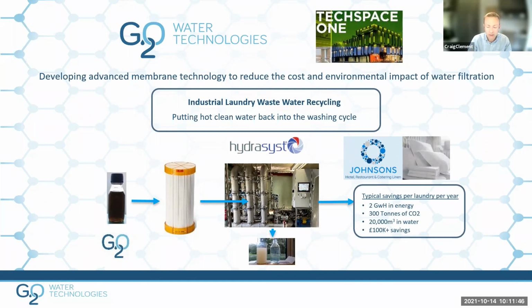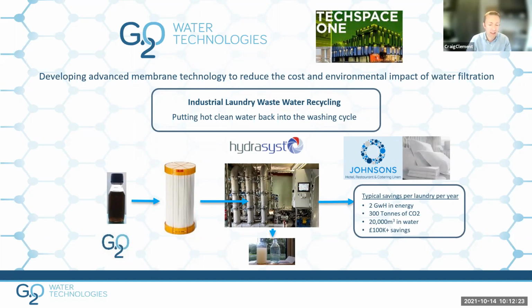So we've been working with the end industrial partner Johnson's, who wash hotel linen and chef's wear at industrial sites. And the idea of the project is that we are cleaning up the wastewater coming out of the washing machines. We're taking the hot, dirty water, cleaning that water, and putting the hot water back into the washing cycle. So from that, there is clearly not only a water saving, but a substantial energy saving as well. So how does the technology work?